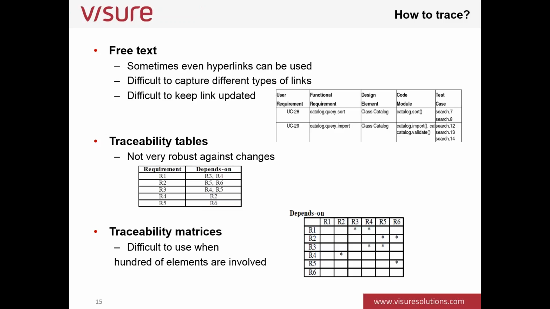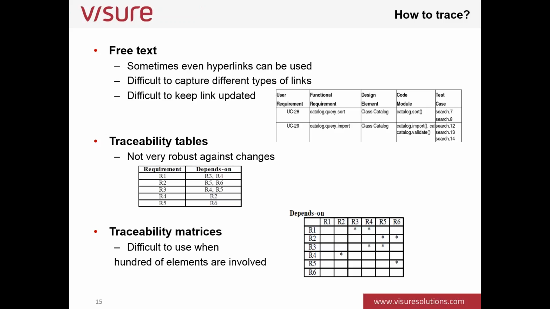We can also create traceability tables, in which we create a table like this one here with the code of each requirement, and then the rationale of the traces and the requirements or other artifacts that are related with this one. So for example, requirement 1 depends on requirements 3 and 4. Requirement 2 depends on requirements 5 and 6, for example. This could be a way of doing that. It's not very robust against change, but it could be a mechanism.